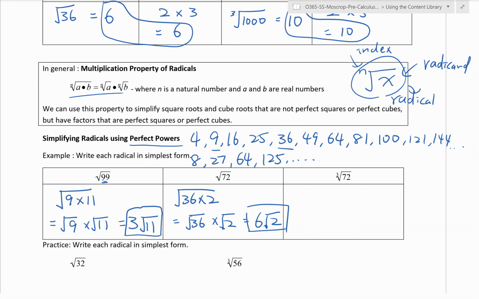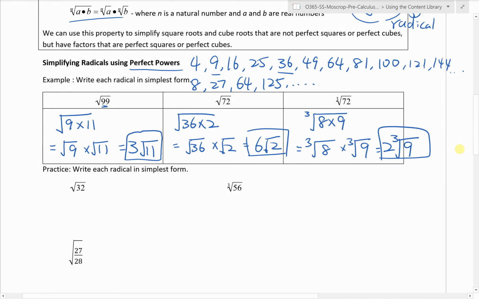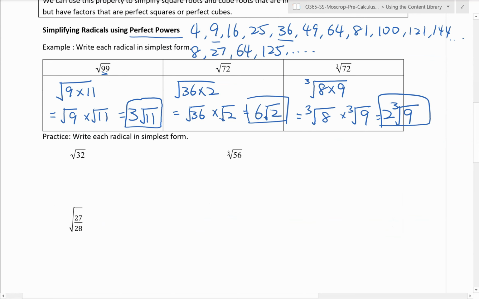So we are looking at 8, 27, and 64. Which one of those three is a factor of 72? 8 is definitely a factor. So we can split this into the cube root of 8 times 9. Then again, we can split this into the cube root of 8 times the cube root of 9. We do know that cube root of 8 is 2, and there's nothing we can do about the cube root of 9, so we just leave it as it is. So the final answer is 2 times cube root of 9. Hopefully that makes sense to you. There are 3 examples for you to practice. You should pause the video and give it a try.